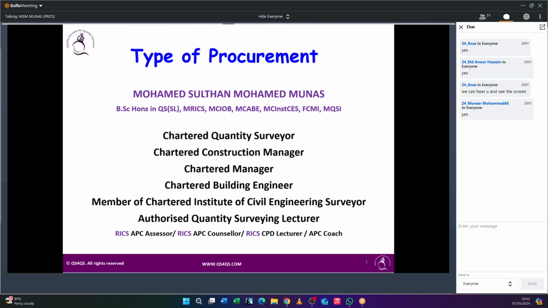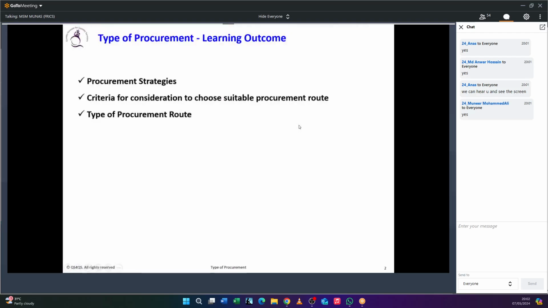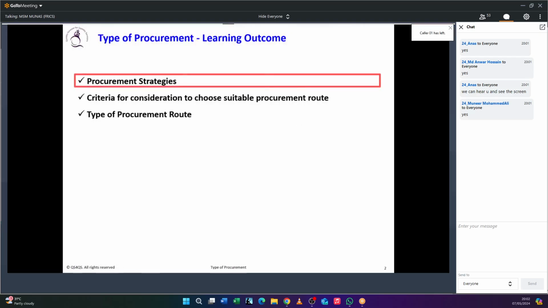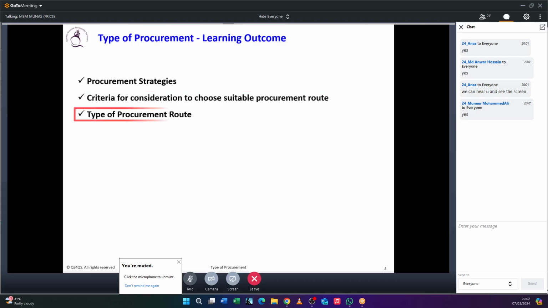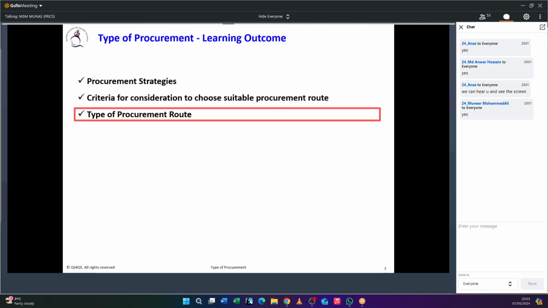So, at the end of the lecture, we will understand there are some things to be developed when it comes to the theory concept. So we will go ahead with the theory first, then we will understand the practicality. So now we should understand what the procurement strategies are and how to select the suitable procurement route. So what are the criteria we have to consider, and the asset procurement routes. So we should understand what type of procurement routes are best to use.